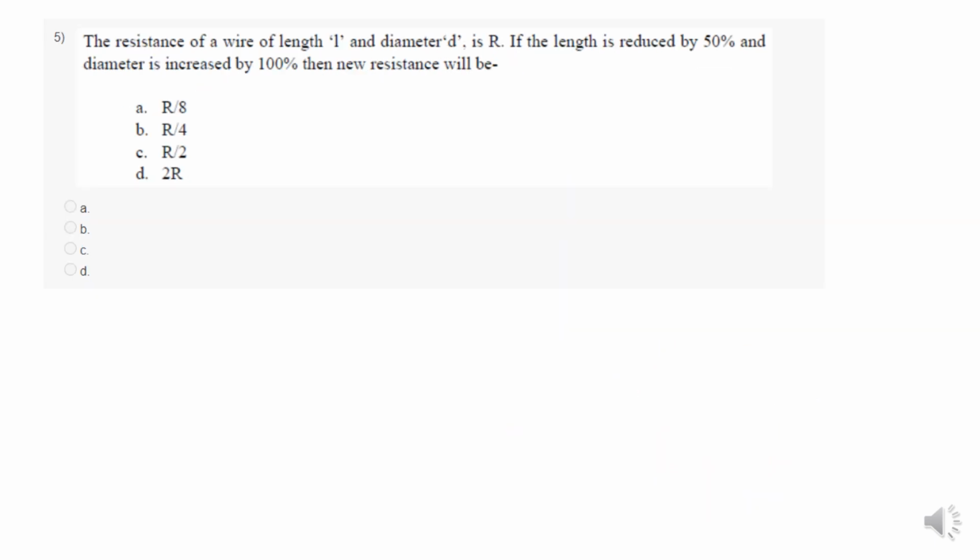Problem. The resistance of a wire of length L and diameter D is R. If the length is reduced by 50% and the diameter is increased by 100%, then the new resistance will be.